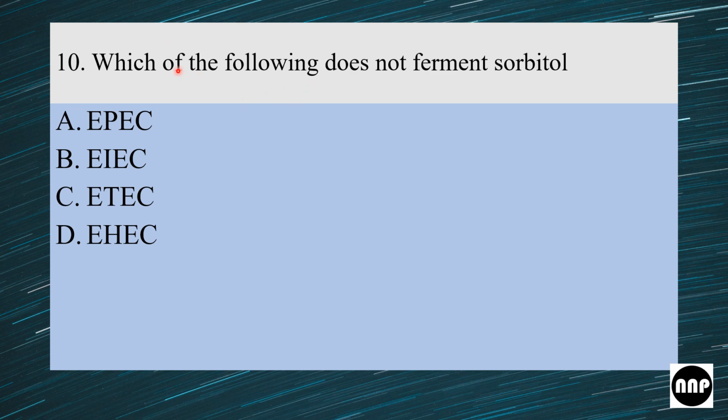Next question. Which of the following does not ferment sorbitol? Option A, enteropathogenic E. coli. Option B, enteroinvasive E. coli. Option C, enterotoxigenic E. coli. Or option D, enterohemorrhagic E. coli. It's a very important question. And the answer is enterohemorrhagic E. coli.